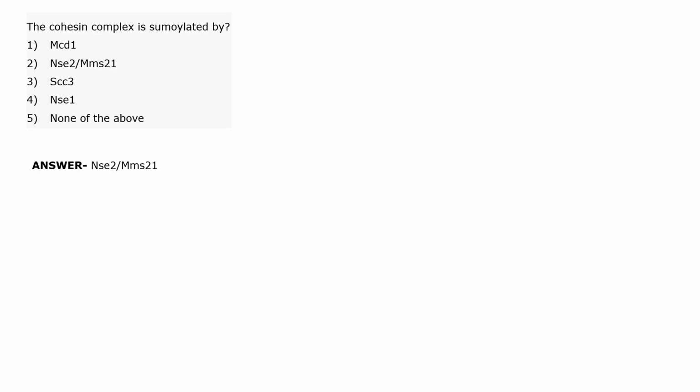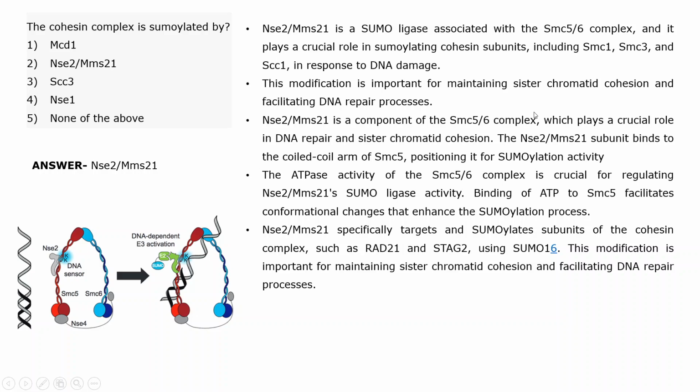Okay, so the answer to this question is MMS21. This we have discussed before. Other than that, one other homologue is also there, NSE2. So NSE2 is a SUMO ligase associated with this particular complex, SMC5/6, and is crucial for sumoylating the cohesin complex including SMC1, SMC3 in response to DNA damage. So whenever DNA damage is there, these SMC proteins are getting sumoylated and then it can carry out DNA damage repair processes. And it also helps in maintaining the sister chromatid cohesion and, as we have discussed, facilitates the DNA repair process and all.